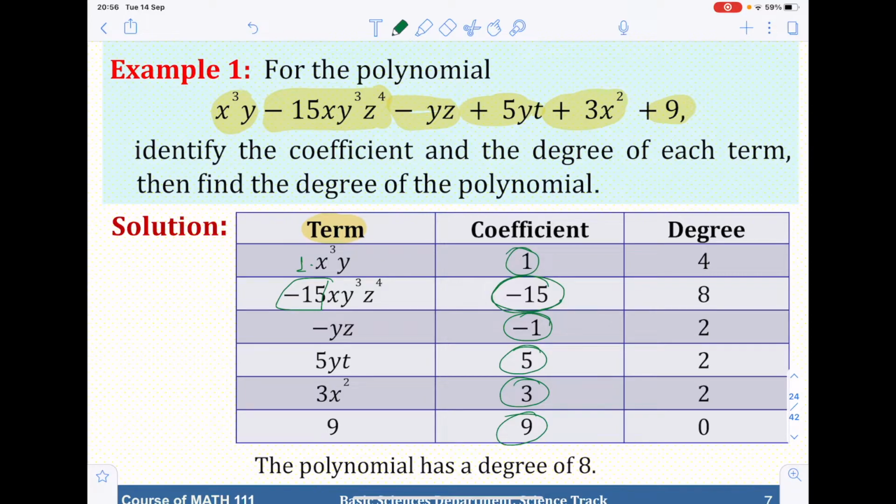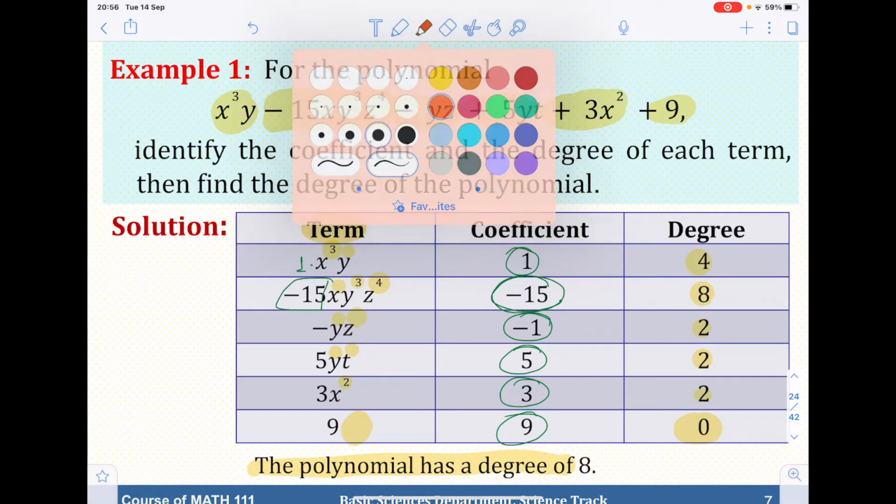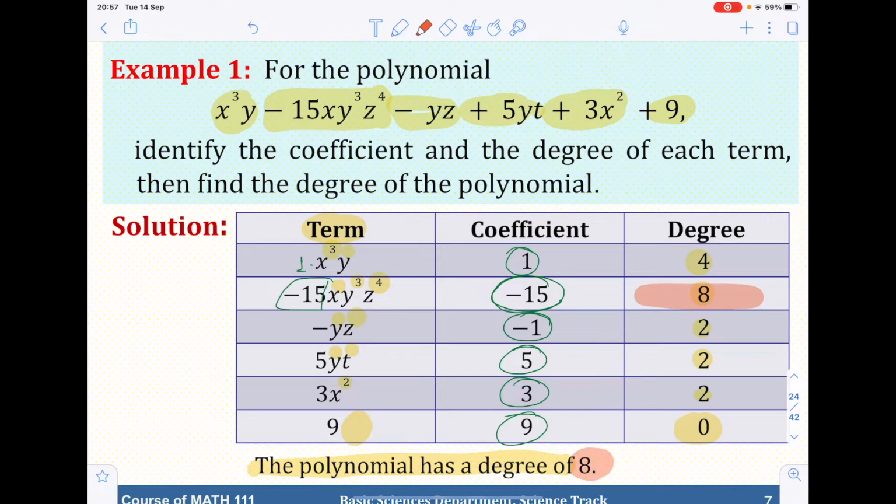Now the degree, obviously we just add the exponents of the variables. So here 3 plus 1, which is 4. Here 1 plus 3 plus 4 equals 8. Here 1 plus 1 equals 2. Here 1 plus 1 equals 2. And here 2. And here nothing, so it would be 0. Now the degree of the polynomial is the highest degree, and you can see that the highest degree of all is 8. So that's why the degree is 8.